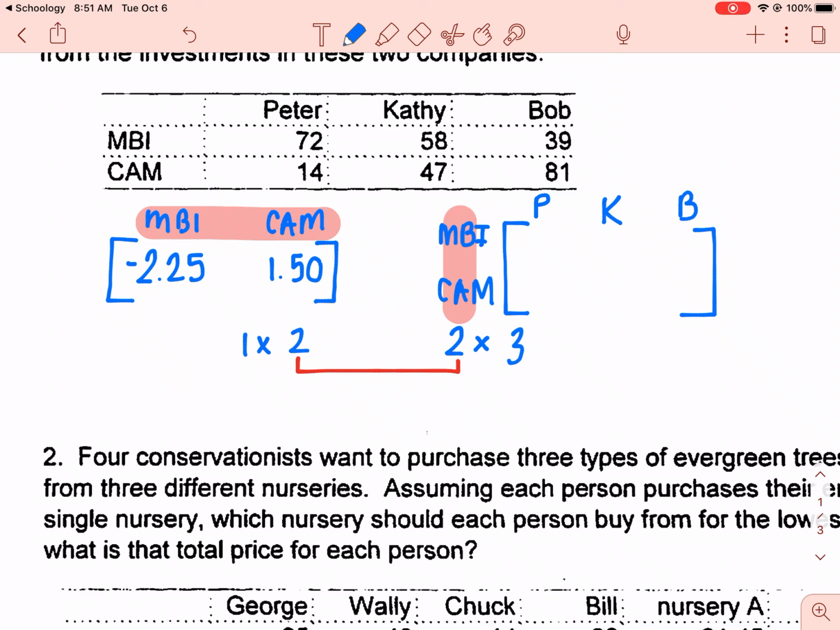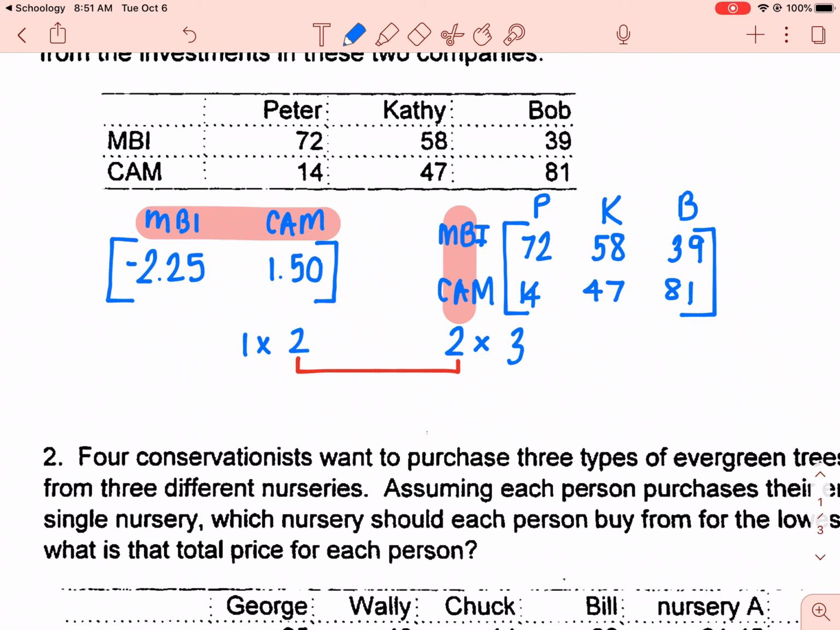Peter, MBI is 72. MBI Kathy is 58. MBI Bob is 30. Why do I say BMI? Body mass index? Yeah. Don't care about body mass index, peeps. We're talking about MBI. And we're just filling in that column. Now our result is going to be a 1 by 3. Take the first and the last of your matrices.